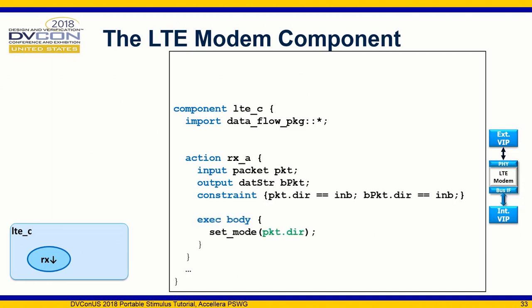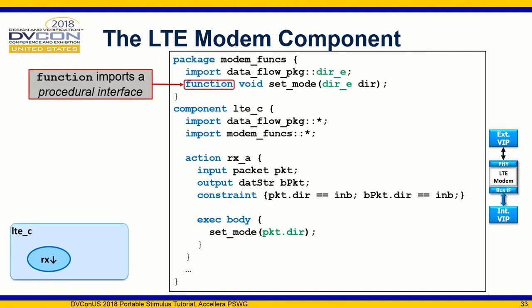So I have an exec body here. Now, inside the exec body, I'm going to call this thing called set mode, and I'm going to pass it in the direction. So what is set mode? Well, set mode is a function, or a task in SystemVerilog actually, but as far as portable stimulus is concerned, it's a function. I'm going to import this thing, and it says set mode is something that is defined through what we call the procedural interface. So it's in whatever target language you want, right? You can have a SystemVerilog set mode, you can have a C set mode, you can have a Python set mode, whatever, as long as it takes a direction as its input, and that is going to be the code that is going to get called for this exec block.